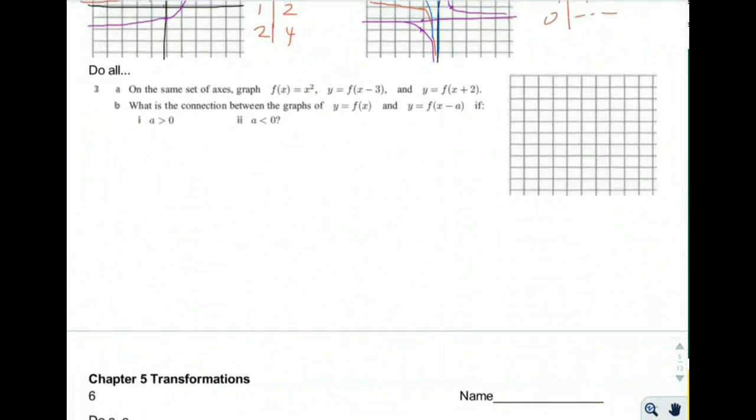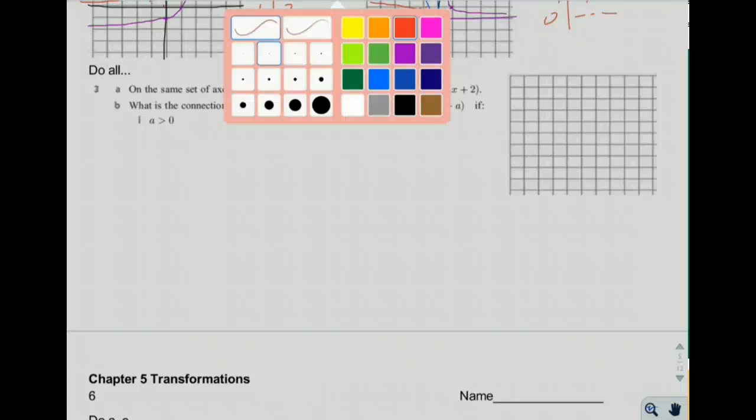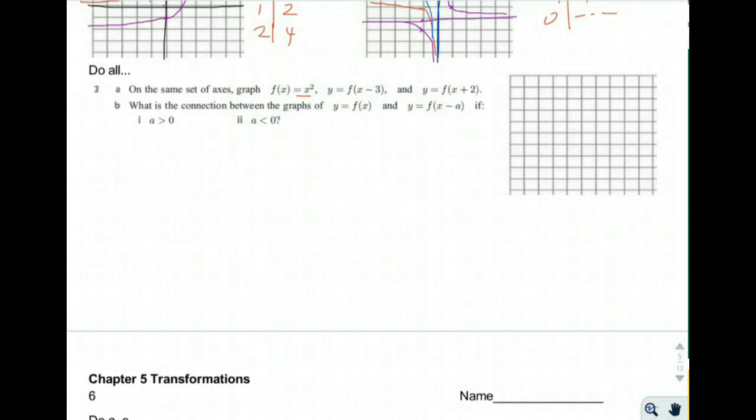Now, you're kind of getting the hang of this, right? On the same set of axes, graph f of x equals x squared, y equals f of x minus 3, y equals f of x plus 2. Okay, so basically they're saying, hey, graph the parabola again, y equals f of x minus 3, and y equals f of x plus 2.